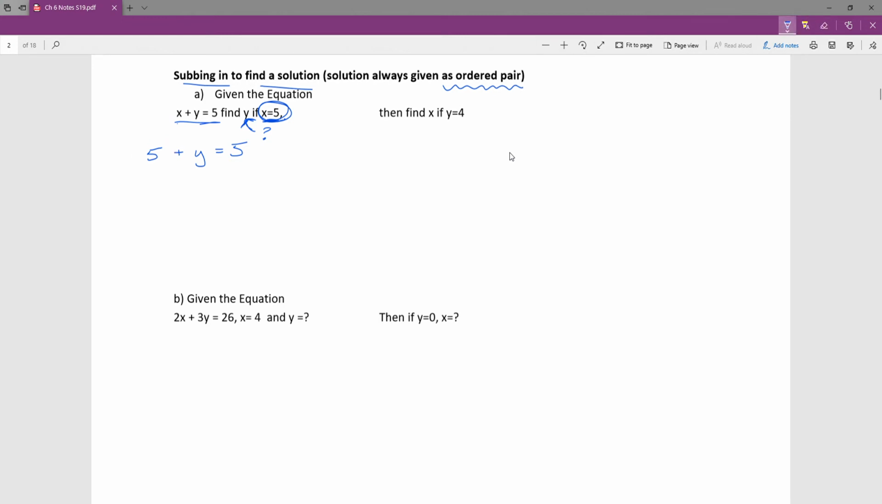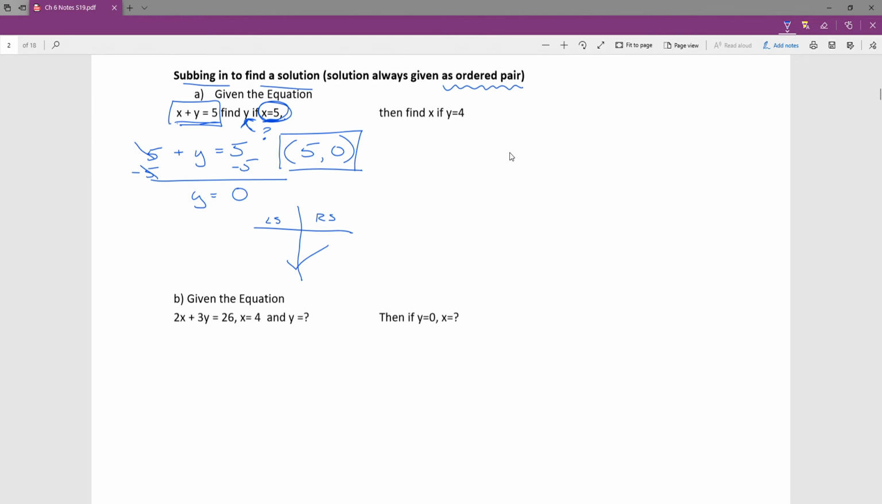So now we need to solve for y. To get y all by itself, I'd subtract 5 from both sides, and I'd get that y equals 0. So what this is saying is that 5, 0 is an ordered pair that is a solution to this linear equation. And again, if you wanted to check this, you could verify the solution with left side, right side. You know me, I'm not going to go through it, but it should check it.